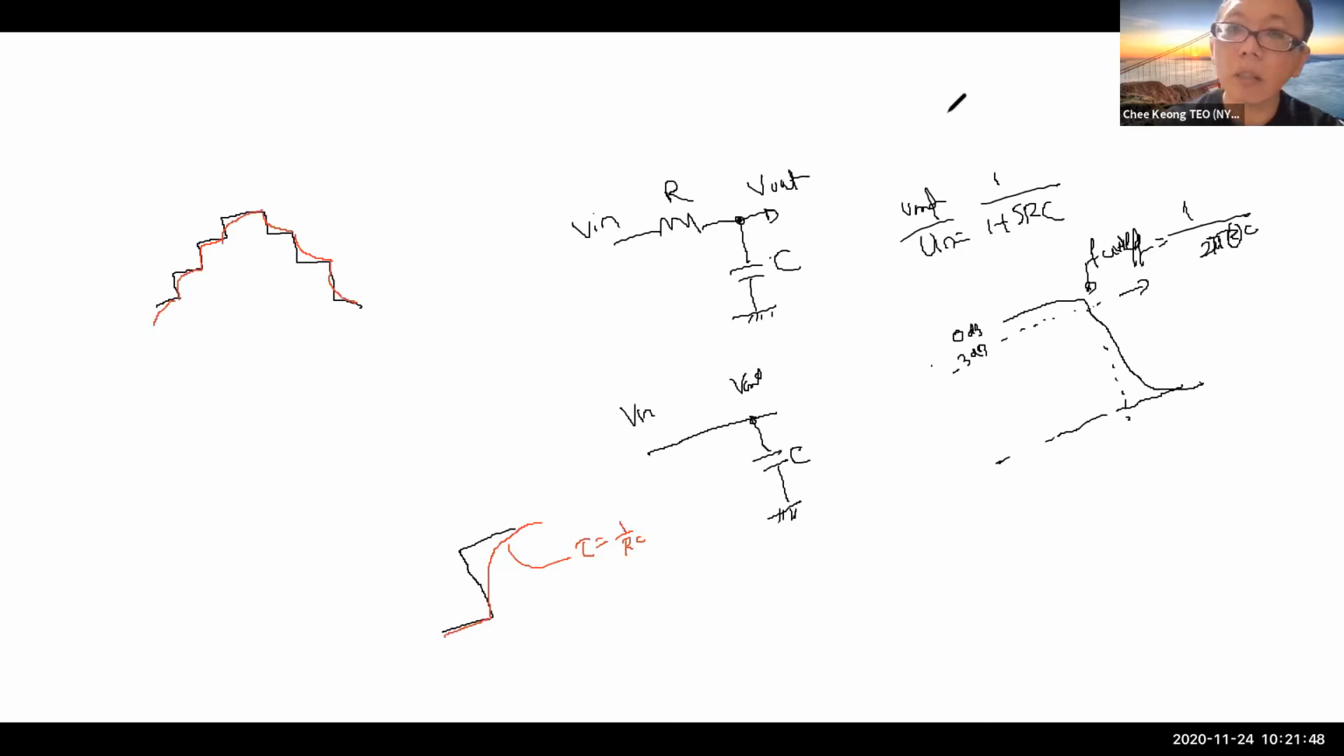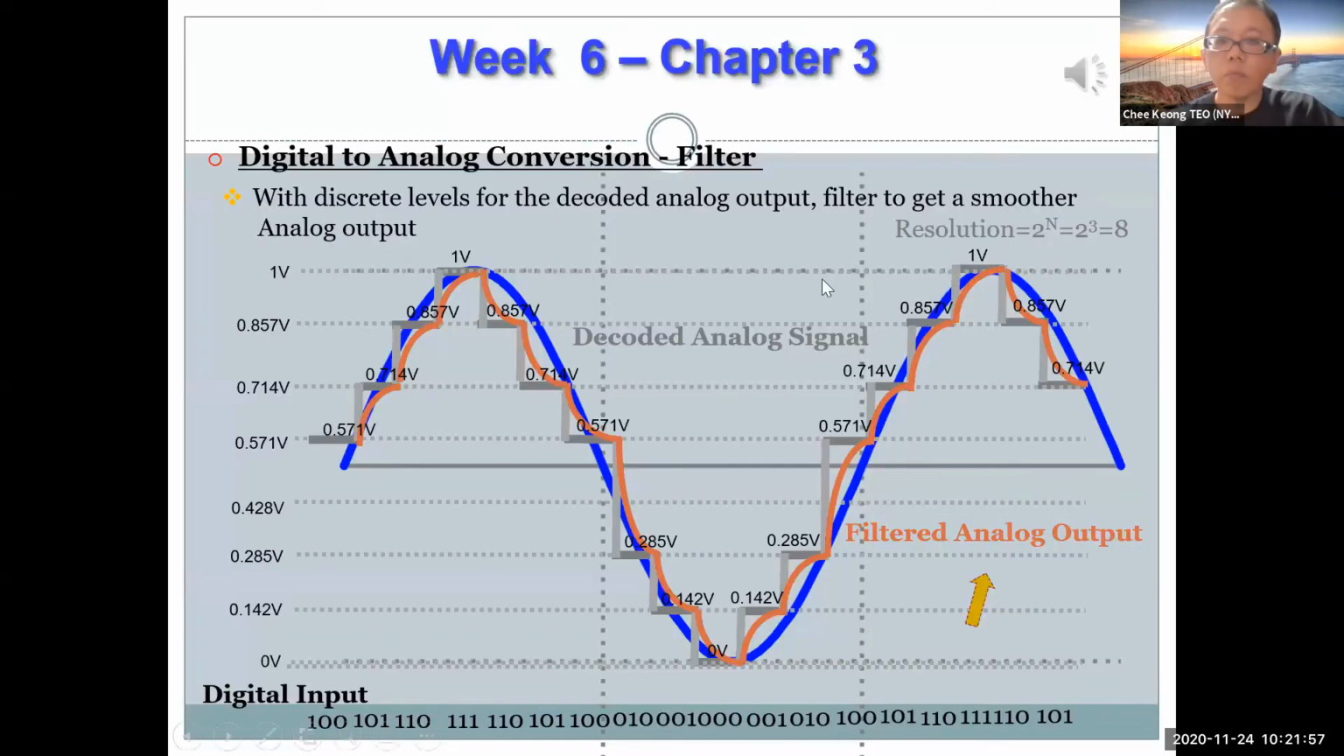Where's my share screen? Oh, blocked by this guy. So I share. Okay, so basically this page, everybody clear?